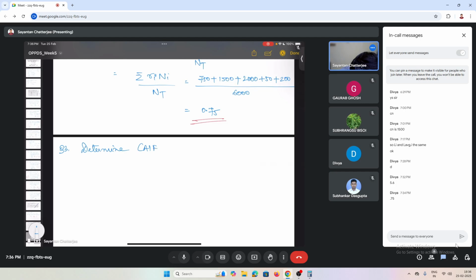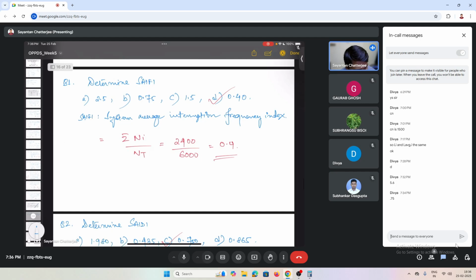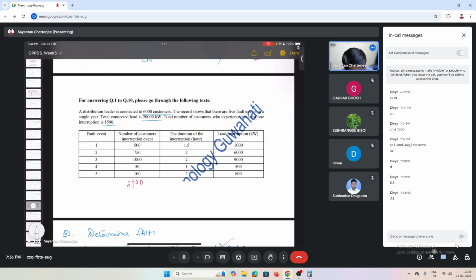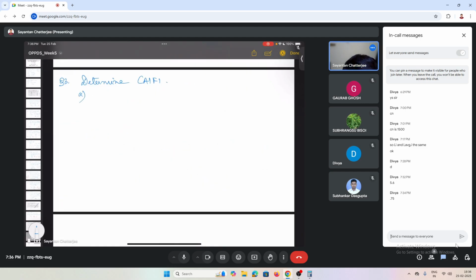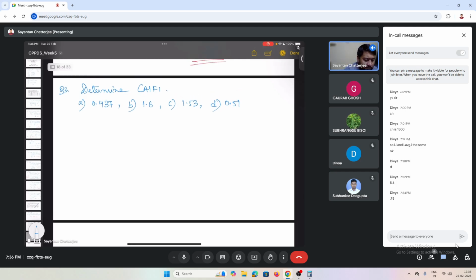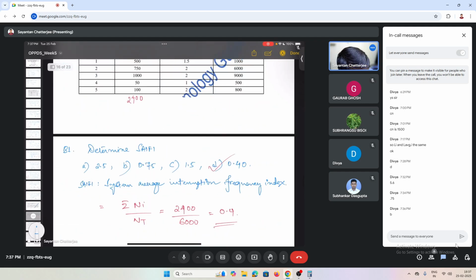Determine KFE. So for the same data set, determine KFE. Let me put in the options given. A is 4.37, B is 1.6, C is 1.53, and D is 0.51. So these are the options. Just take a note of these and you can calculate the KFE.